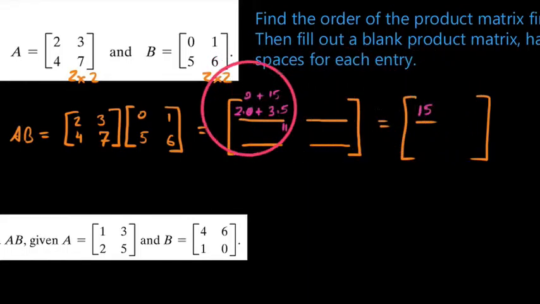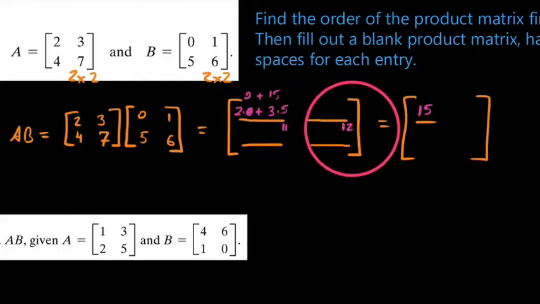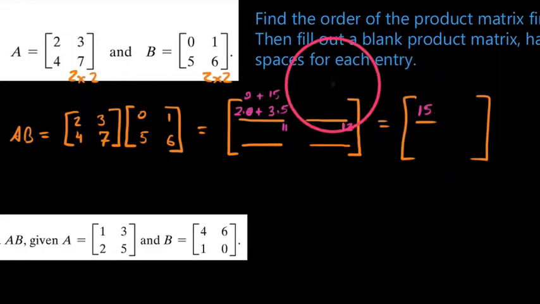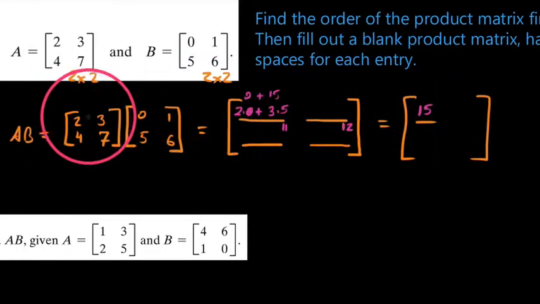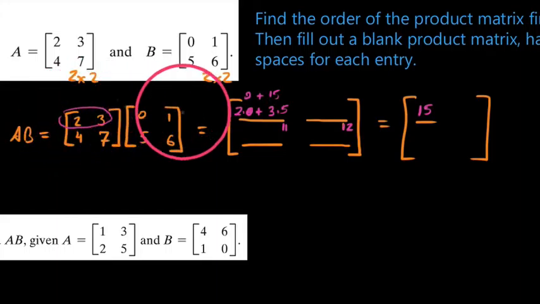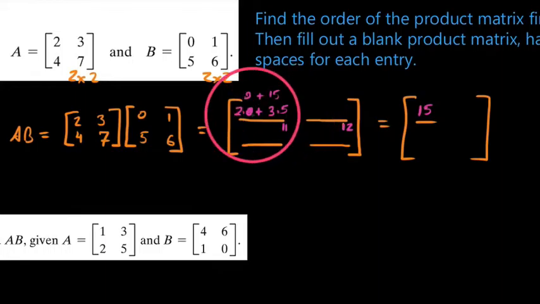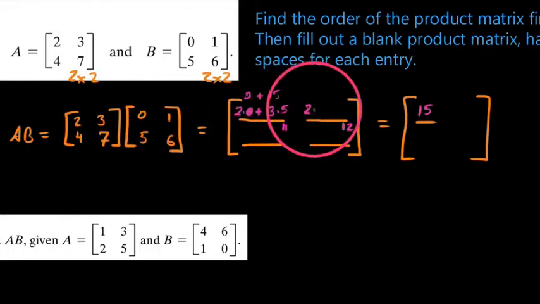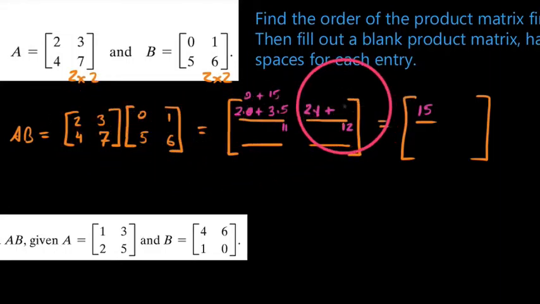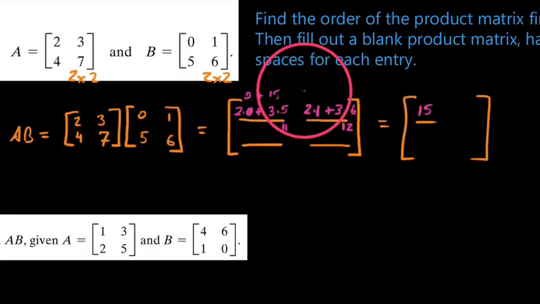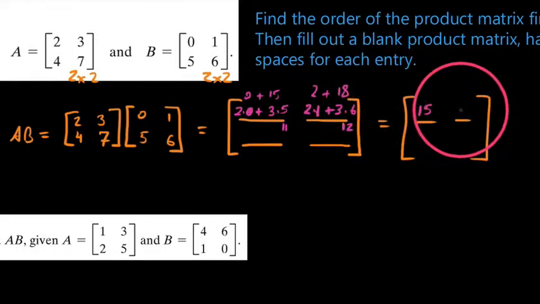Now, do I have to write it this way all the time? No, but I'm showing my work here because I want to be explicit on how we're getting our answers. But we would normally just say 0 plus 15 is 15. So now, let's go first row, second column. We're taking our first row entries times our second column entries. So we get 2 times 1 plus, now we move over, 3 times 6. So here we get 2 times 1 plus 3 times 6. This comes out to be a 20.